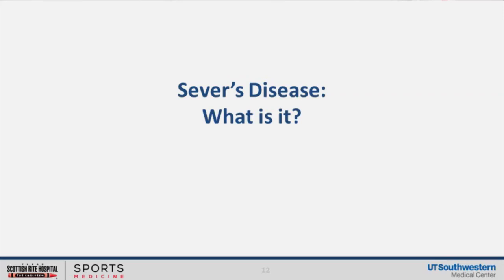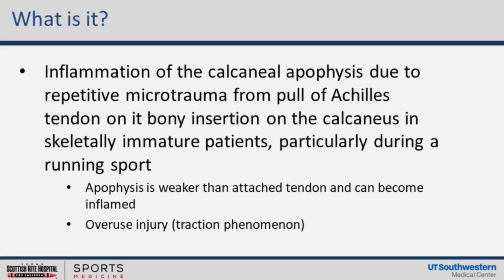So what is Sever's disease? It is inflammation and irritation over the calcaneal apophysis due to the repetitive traction and microtrauma of the Achilles tendon pulling over its bony insertion on the calcaneus. And this only occurs in skeletally immature patients, particularly who participate in a running sport.